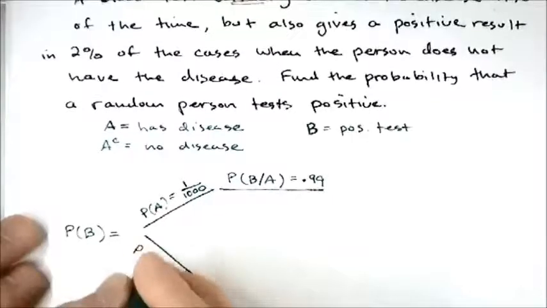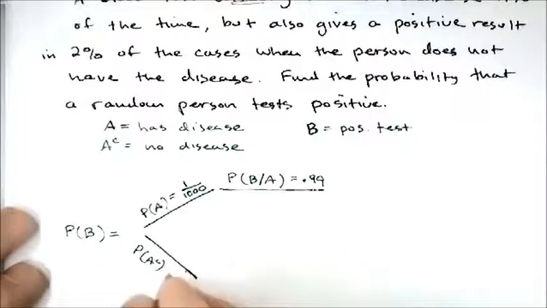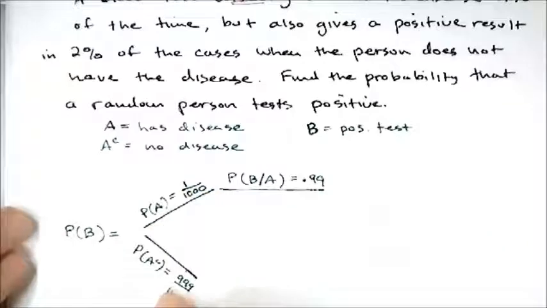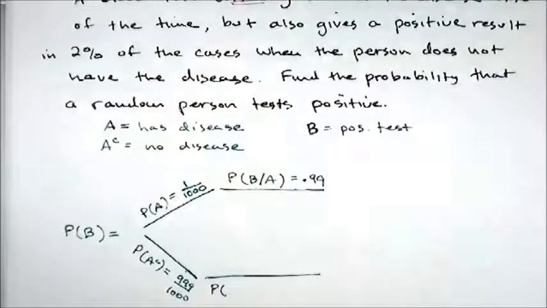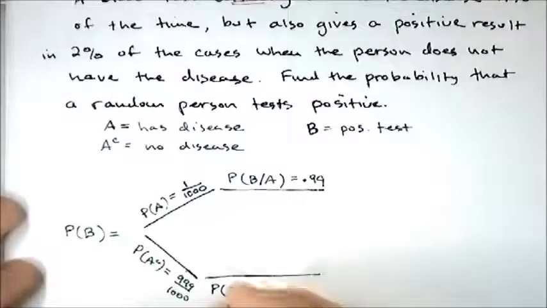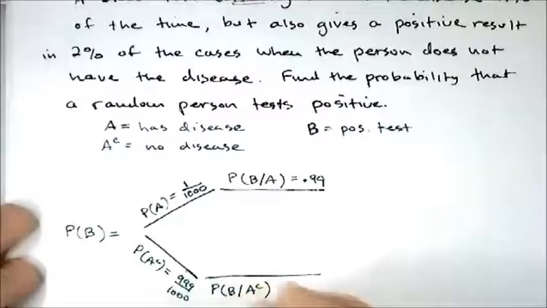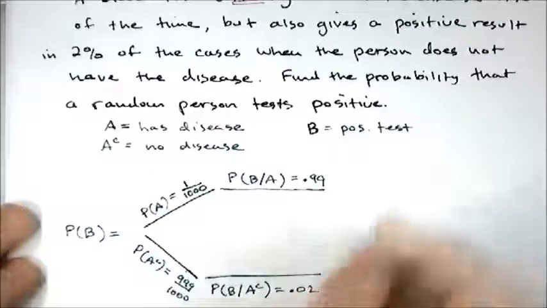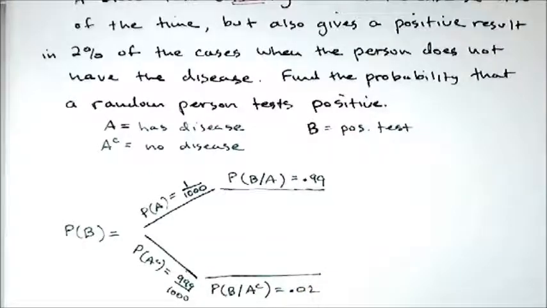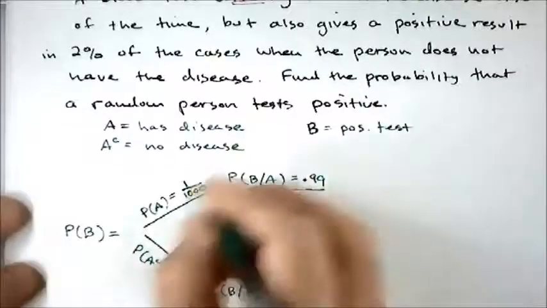And the probability that they don't have the disease, because those people are going to generate some positive test results, would be the complement of 1 over 1,000, which is 999 over 1,000. And we multiply that by the probability that they test positive given that they don't have the disease, which is your 0.02. And maybe somebody can confirm. I think I have numbers here for this. Yeah, so you would multiply these together.